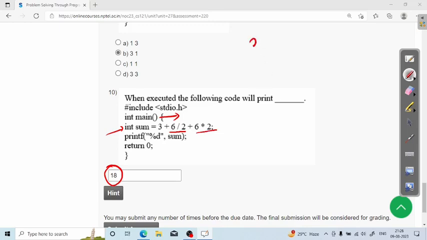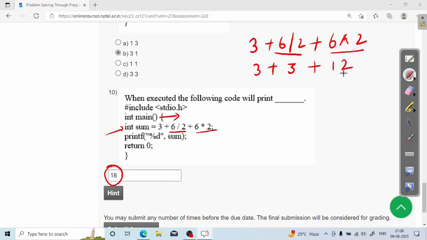If I write the expression here and do it in front of you, I'm sure you will understand. First of all, we'll perform these two operations. When we divide 6 by 2, we get 3. Then I put a plus here, and this is taken as it is. And here we multiply 6 into 2, which gives 12.